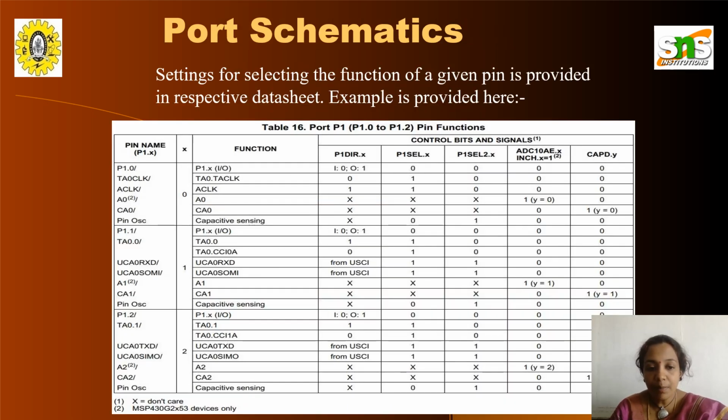So port 1.0, this is a configuration of the port. Pin numbers and pin names are given here. Port number 1.1 and port number 1.2. So acknowledge clock A0, CA0 and capacitive sensing are the common options which we have in port 0, port 1 and port 2.